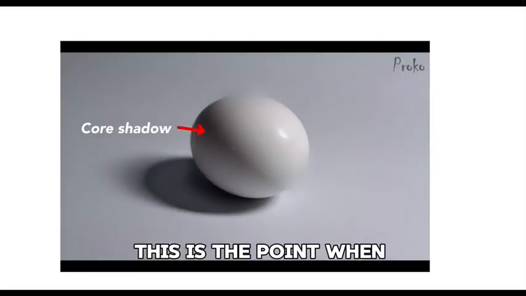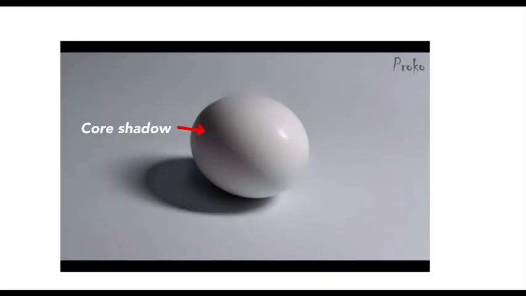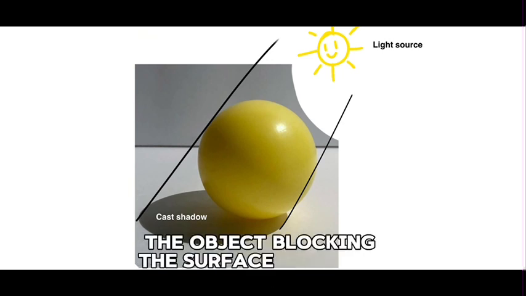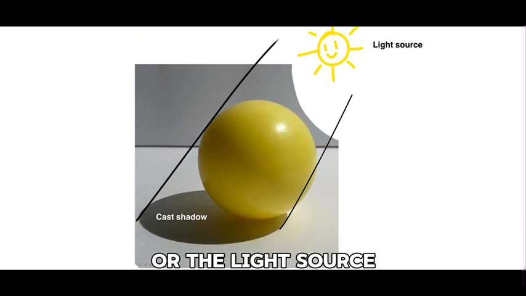This is the point where light cannot reach. Now, this is very easy. Just stick with me. A cast shadow is caused by the object blocking the surface from the light or the light source.